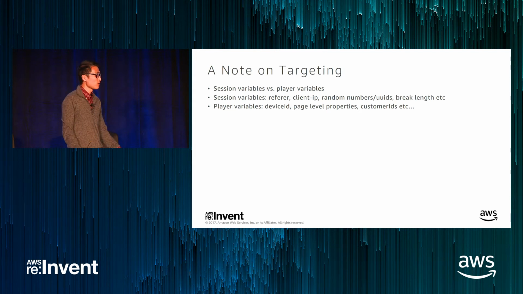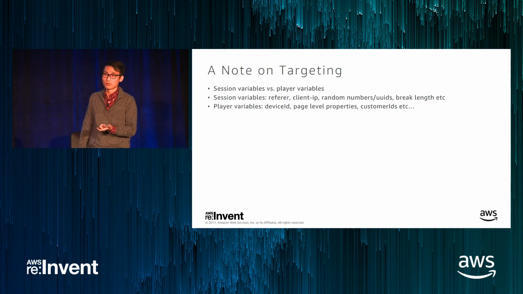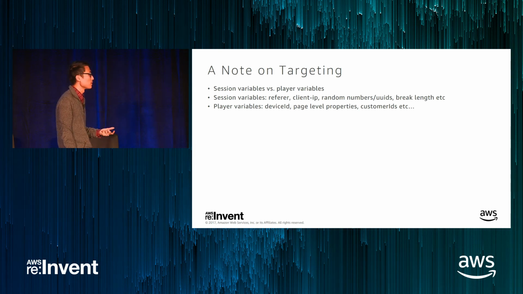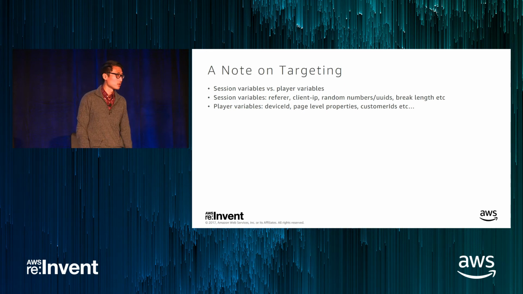And then there's player variables, which are really just whatever you want to send to us, opaque key value blobs that we will then proxy to the ad server. So you can send things people have sent before, like device IDs, which are important for Roku, Chromecast, and other OTT devices, page-level properties, maybe hashed customer IDs that you can use to send to your ad server. So that's really just anything that's necessary for your targeting environment.